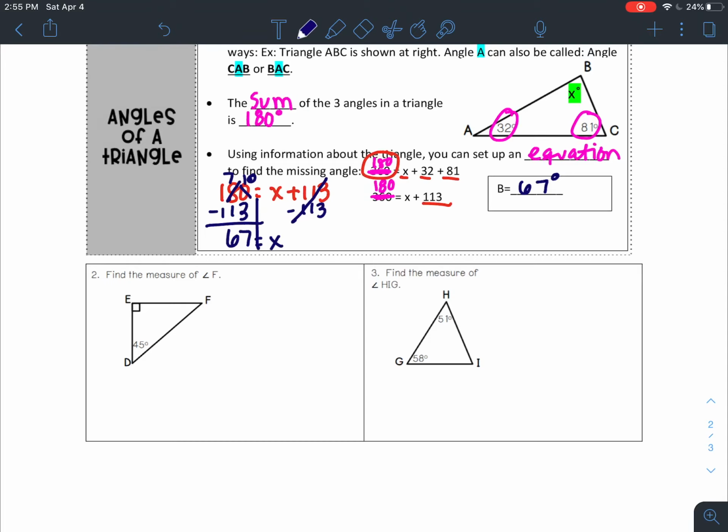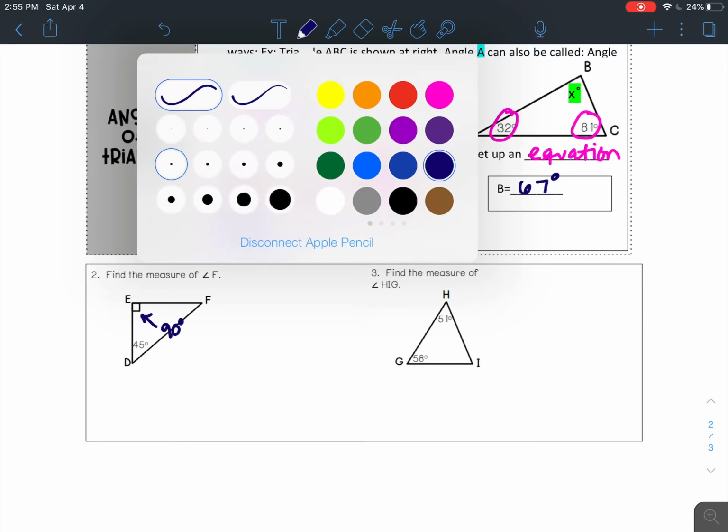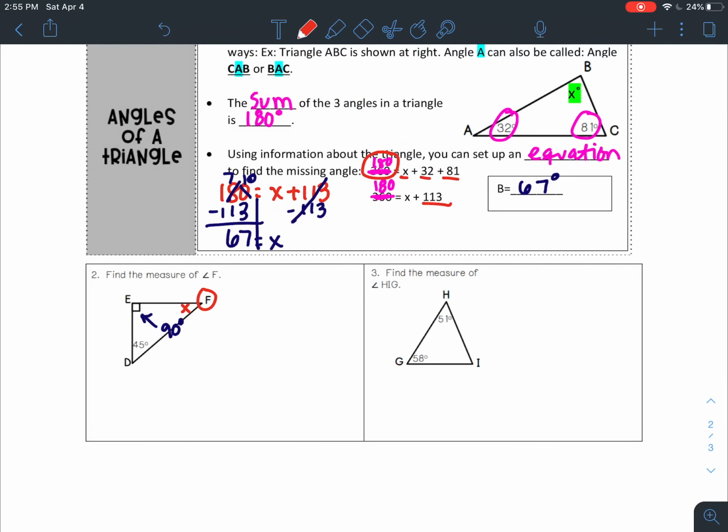So here on question number 2, we're trying to find the missing angle. Now it only gives us really one number, but really it gives us 2. So back in elementary school, you guys should have seen this angle here. This is a right angle, which gives us 90 degrees. Now my missing angle there is going to be angle F. I want to know what that measurement is.